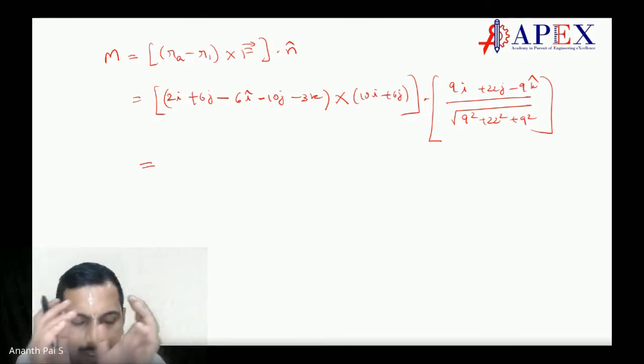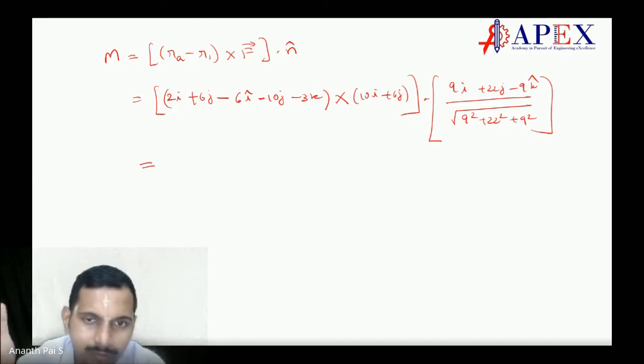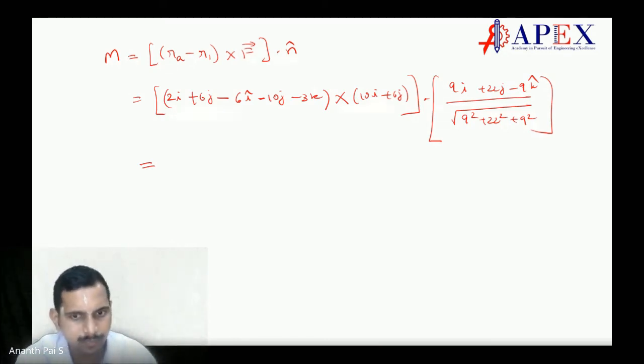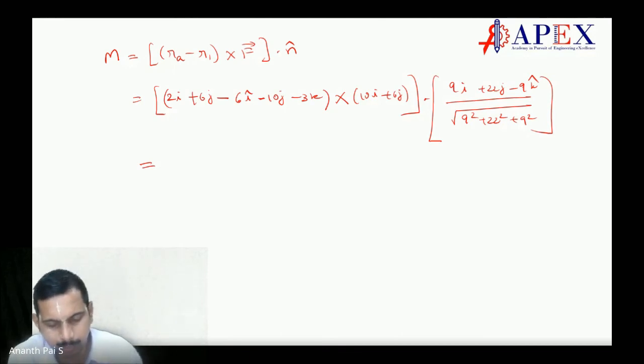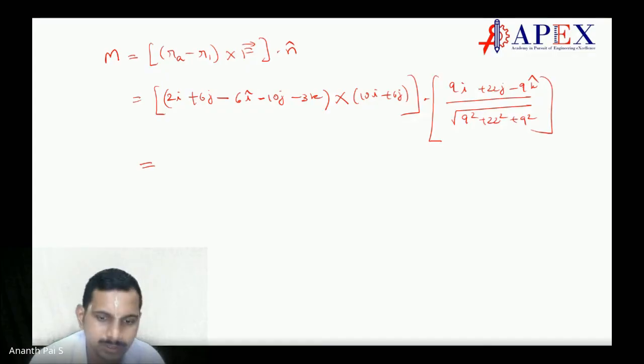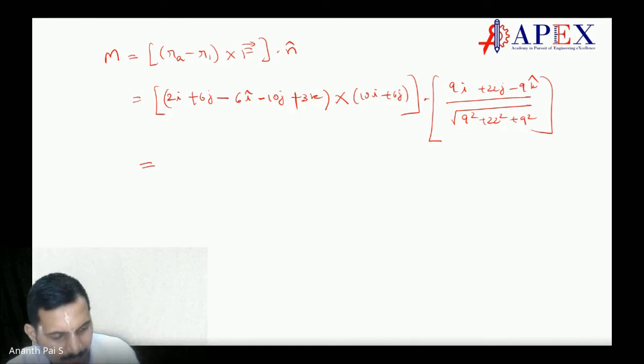Solve it and get the answer, students. If you have not got it, please message me now itself on the WhatsApp group. You can message me personally also, and I will see where you have gone wrong. Sir, R1 vector is 6i plus 10j minus 3k, right? Yes, so it should be plus 3k. Correct.